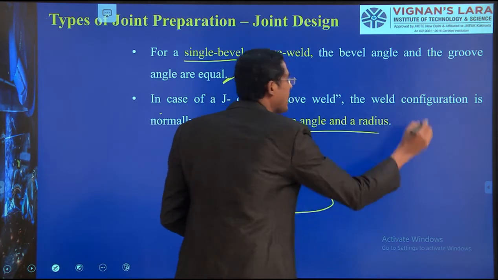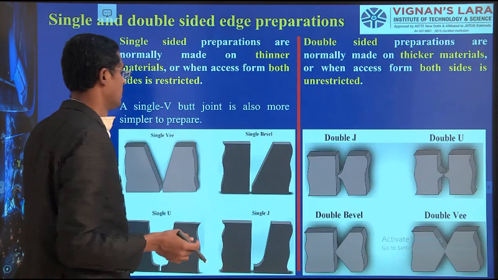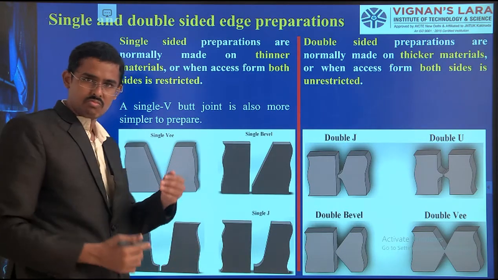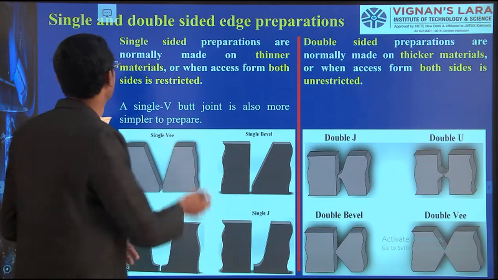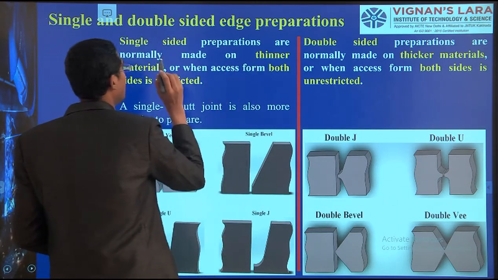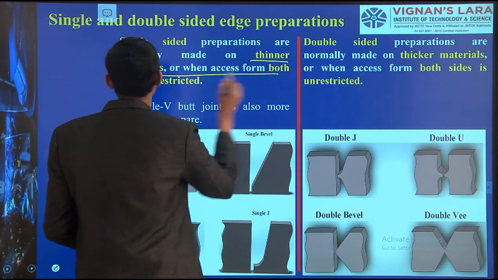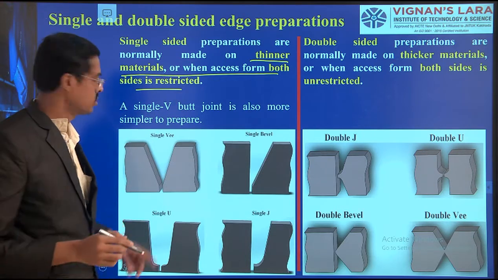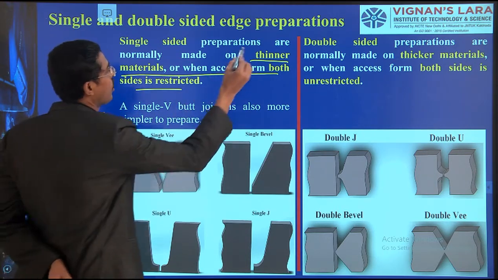In case of J or U groove weld, the weld configuration is normally specified by both an angle and the radius. Now, what are the various configurations available? Single-sided preparations are normally made for thinner material, or when access from both sides is restricted. So I can do single for thin. I am talking about the thin now.